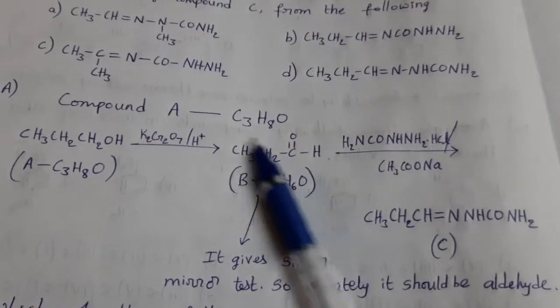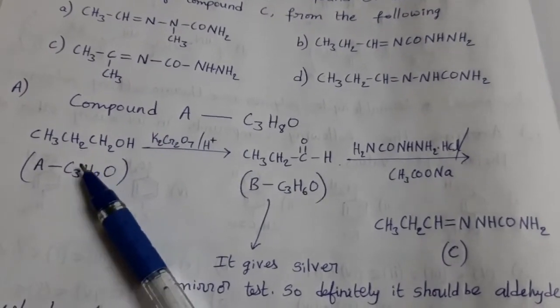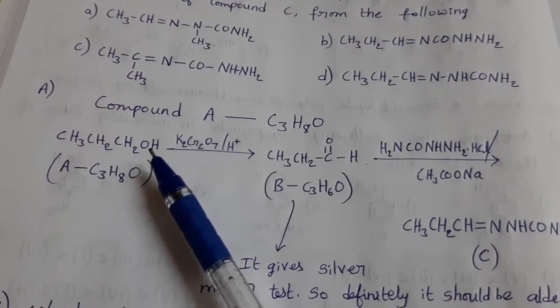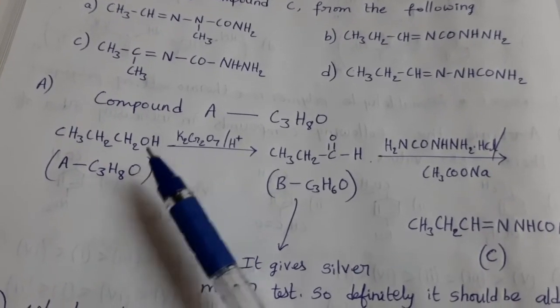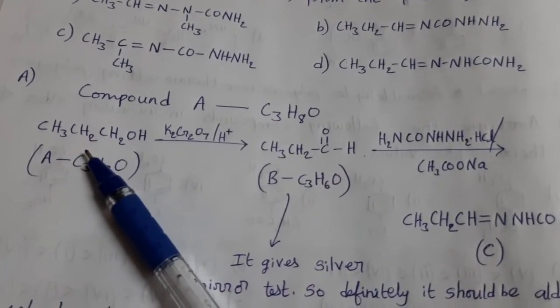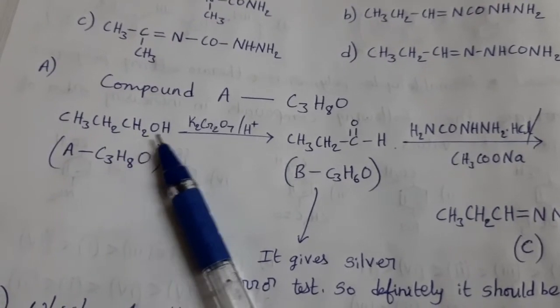Aldehyde is obtained from compound A, which means it has an alcohol or not? Yes. Compound A has an OH group. That OH group is also primary OH. That's why we are getting an aldehyde. So compound A structure is this one based upon the molecular formula: CH3CH2CH2OH.